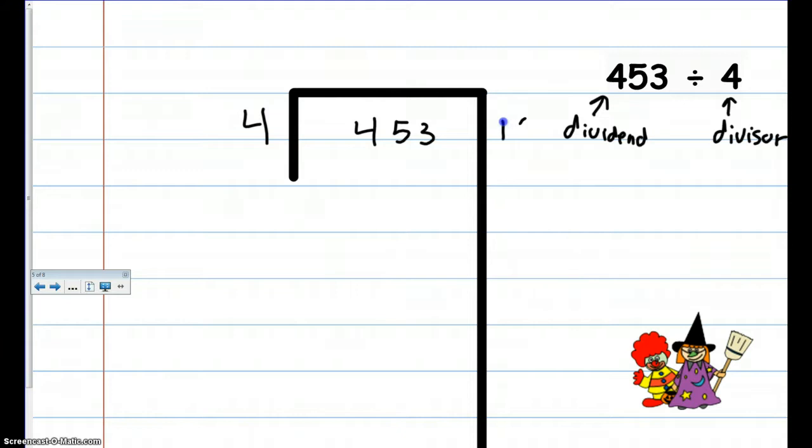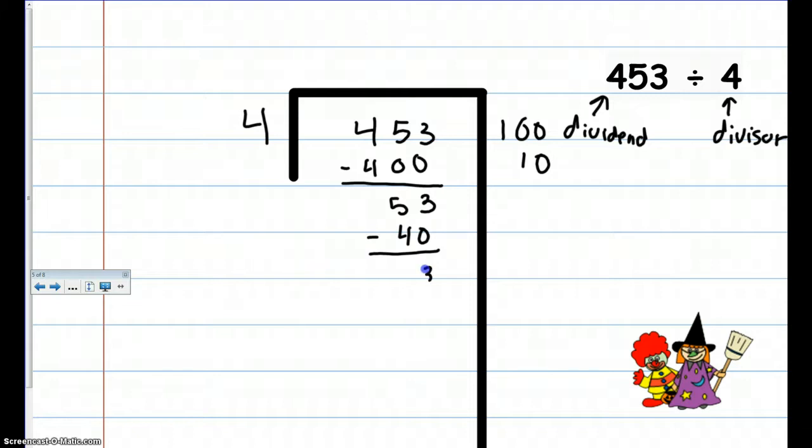I'm going to start off with 100, because 4 times 100 is 400. And then I'm going to subtract. And that leaves me with 53. Now, how many times does 4 go into 53? Well, I know 4 times 10, I'm going to write over here, is 40. And then I can subtract again. And that leaves 13.